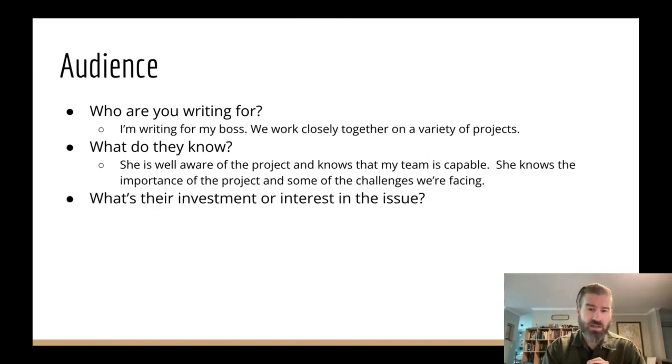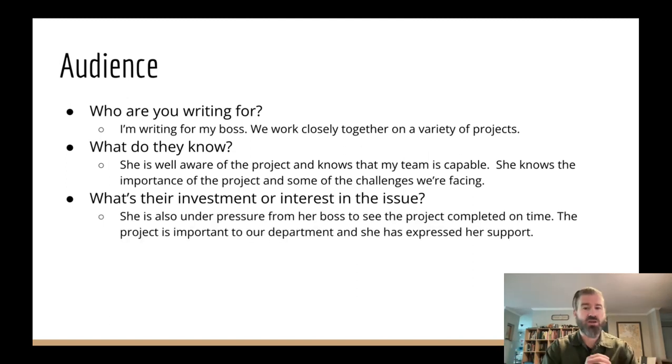What's their investment or interest in the issue? And another way to think about that is, why does my boss care? What does it matter to her? So she's under pressure from her boss to see that the project is completed on time, and the project is important to our department, and she's expressed her support.